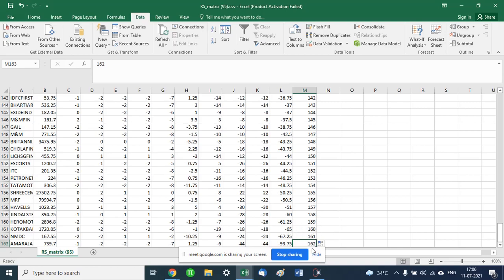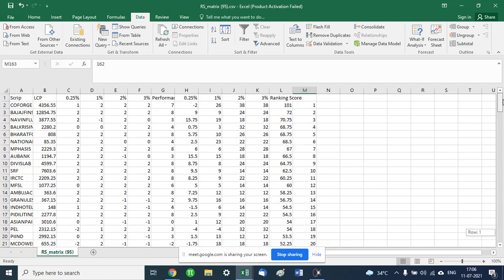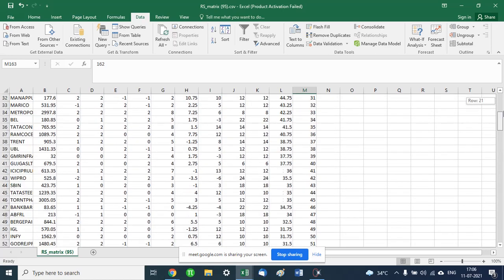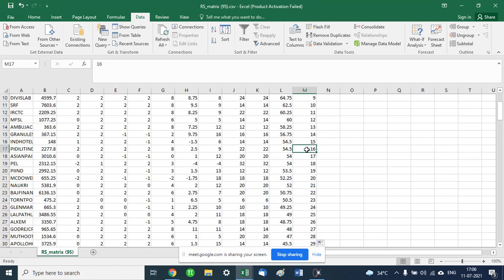So there are 162 stocks in the F&O universe. This is generating a report for me, which is telling me which stock is ranking where in terms of relative strength against the other stocks in the F&O universe. So like a rank of 16 means Pidilite is amongst the top 16 bullish stocks in the F&O universe.